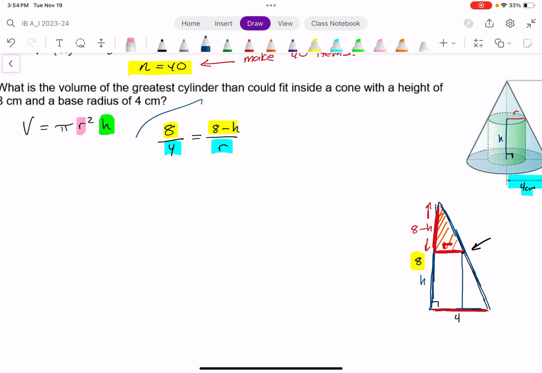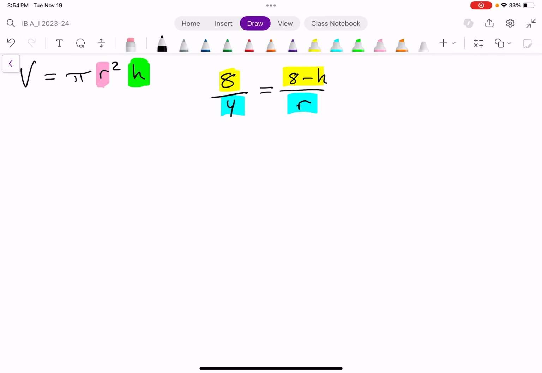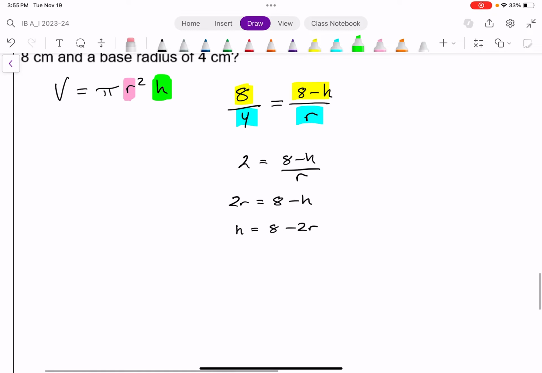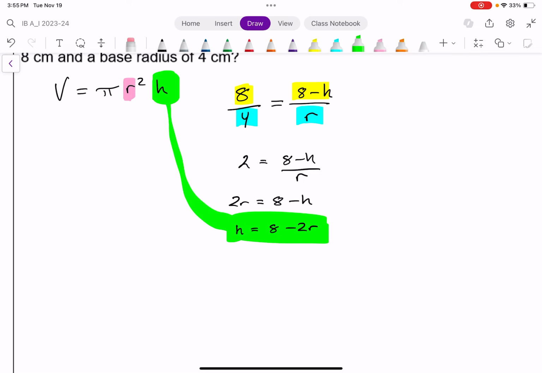So I'm going to take my equation here and solve for h. First, 8 over 4 is just 2, so I can write this as 2 equals (8 minus h) over r. Multiply both sides by r, and I get 2r equals 8 minus h. Solve for h, and I quickly get h equals 8 minus 2r. And so that h I see right here, I can substitute with 8 minus 2r. And now the hardest part of this question is done. The hardest part, in my opinion, is figuring out the relationship between the radius and the height in this context.